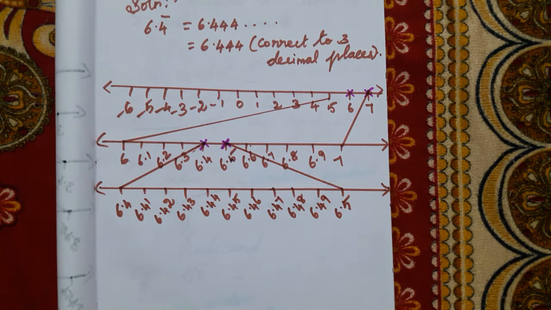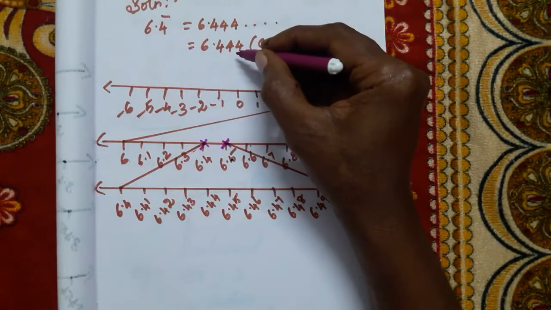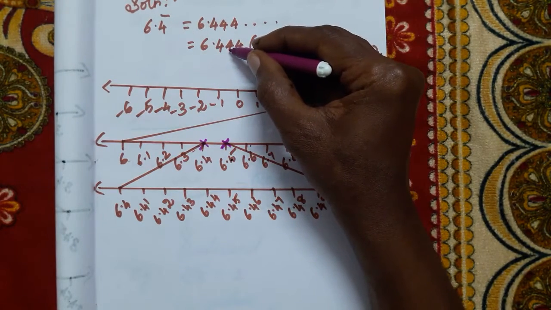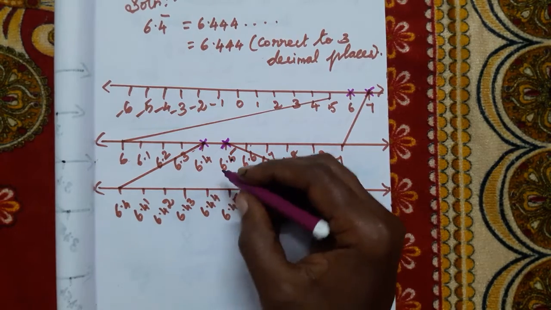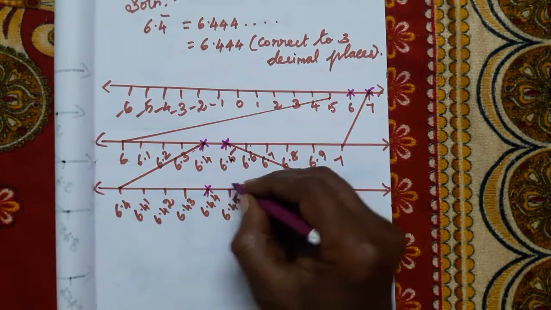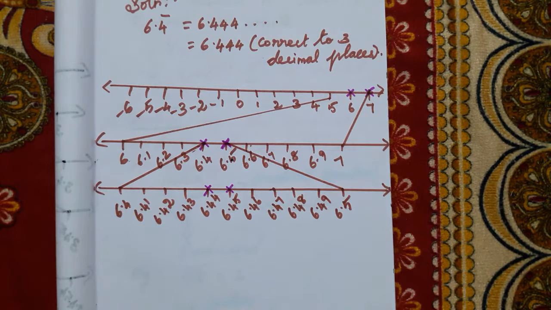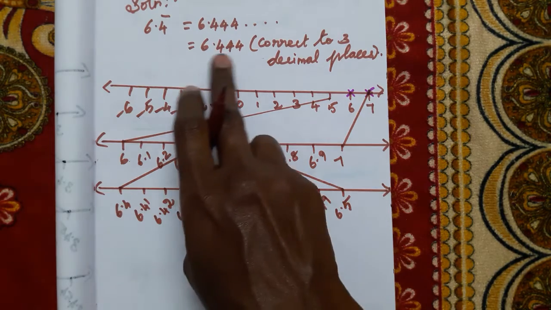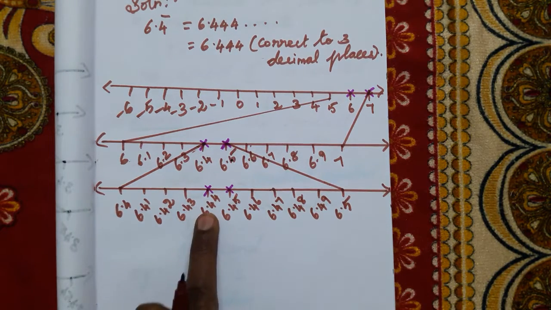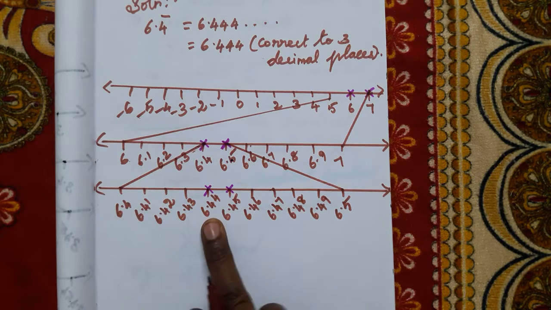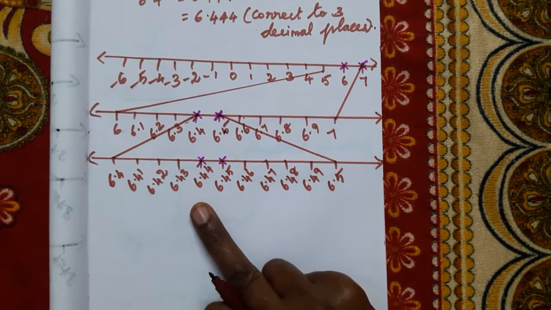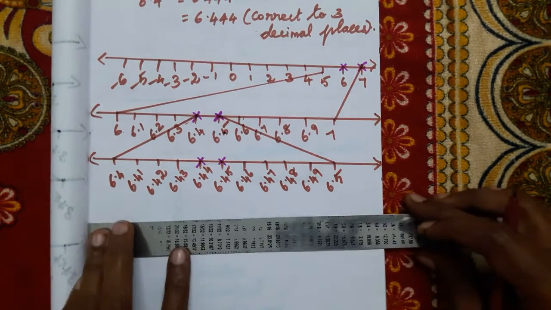Now these numbers: 6.444 is between 6.44 and 6.45. Those two numbers we have to mark. Next what we have to do? Again we didn't get this number, is it? Only up to 2 places of decimal is here. We have to find out up to 3 places of decimal. So one more time we have to draw a number line.